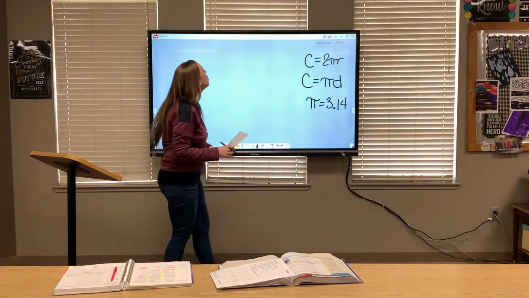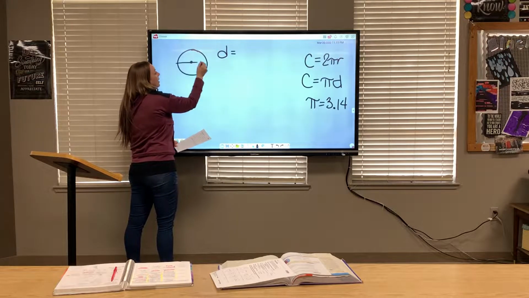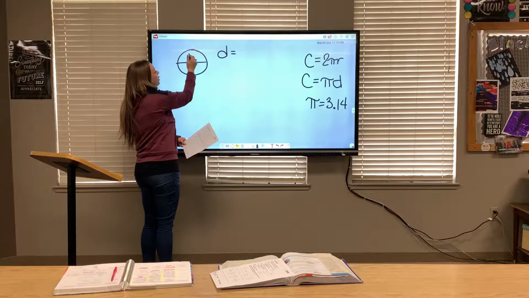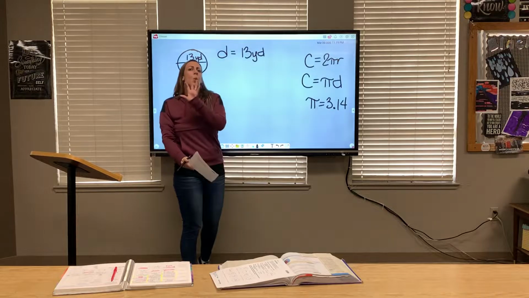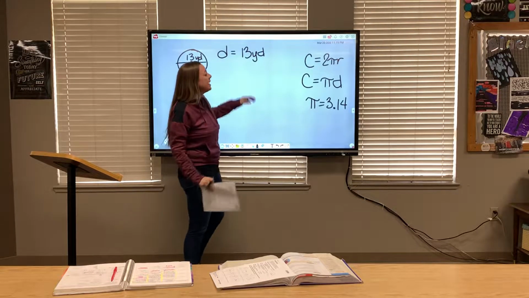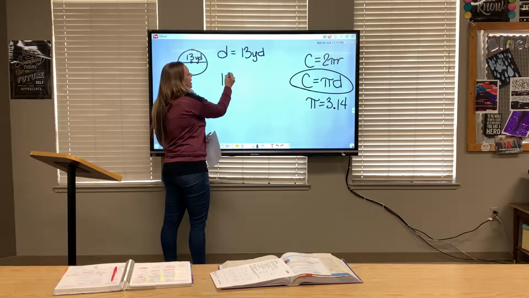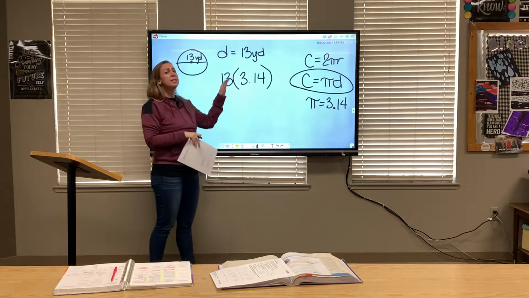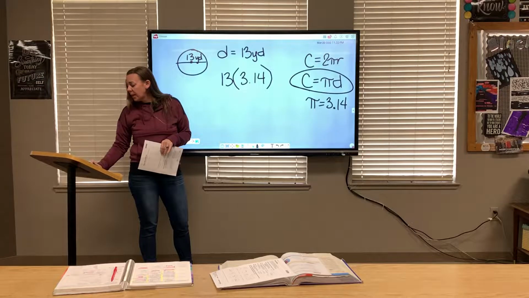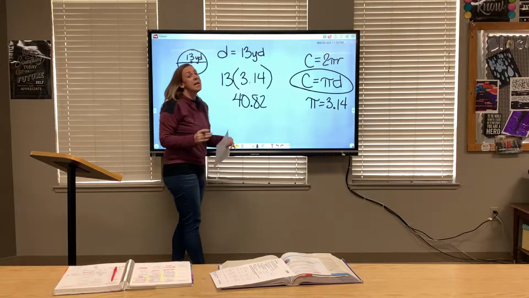Let's go ahead and start with number 1. Number 1, it gives me the diameter. So if we look at the front of that, it actually gave me the line through all the way edge to edge as 13 yards. So my diameter is 13 yards. I'm going to figure out which one of these formulas I want to use. If I have the diameter, I'm going to use this one right here. So all I'm taking is that diameter, and I'm multiplying it by pi. So 13 times 3.14. I'm going to go ahead and do that on my calculator. 13 times 3.14 is going to equal 40.82.